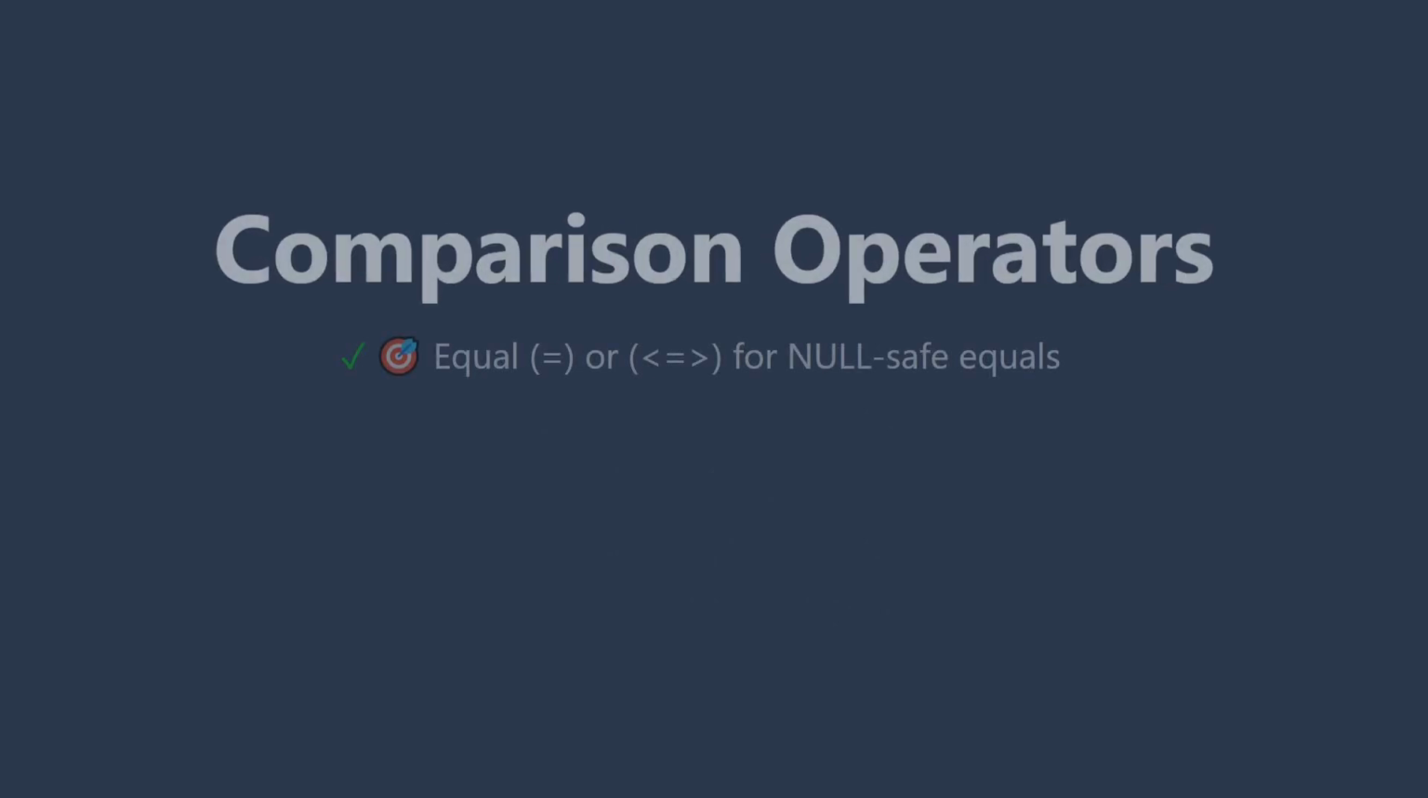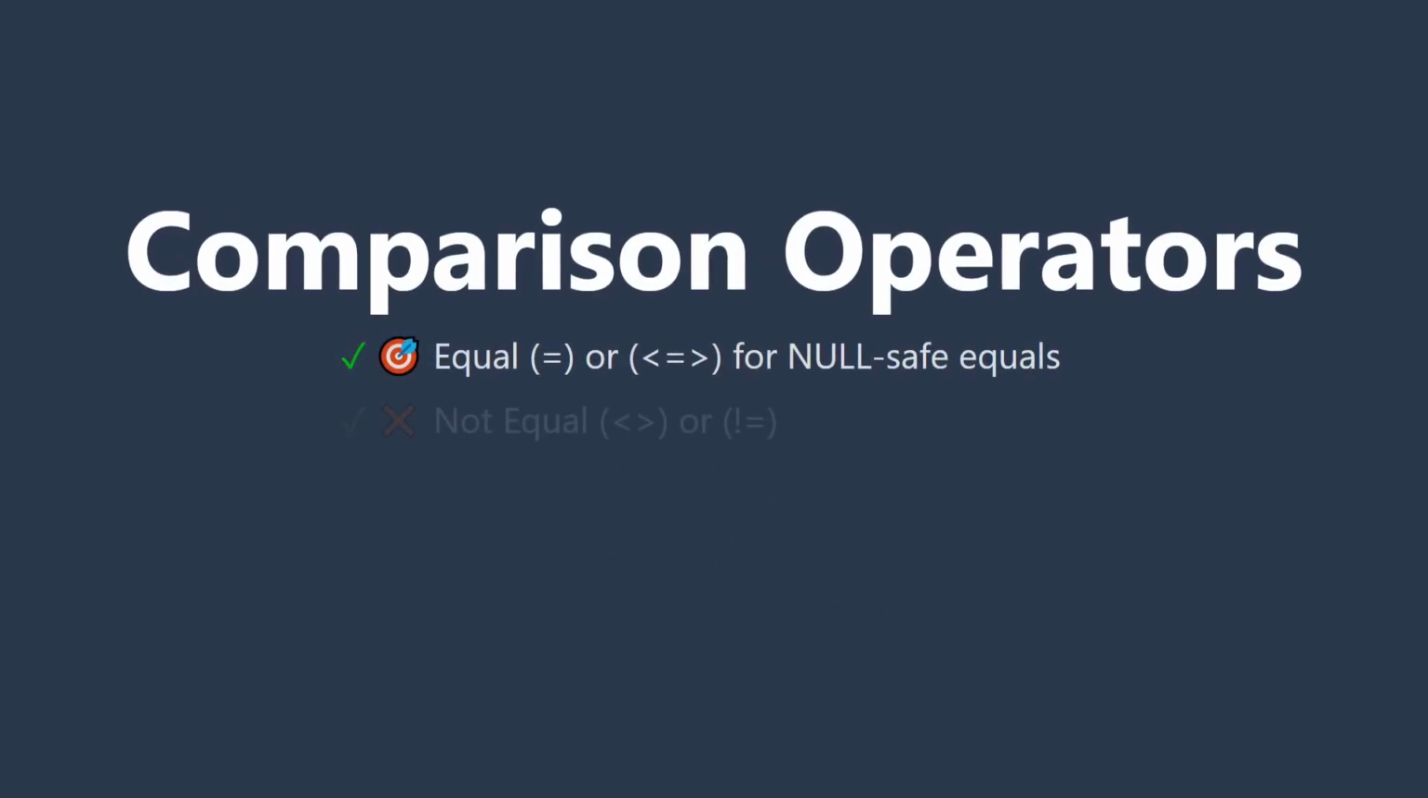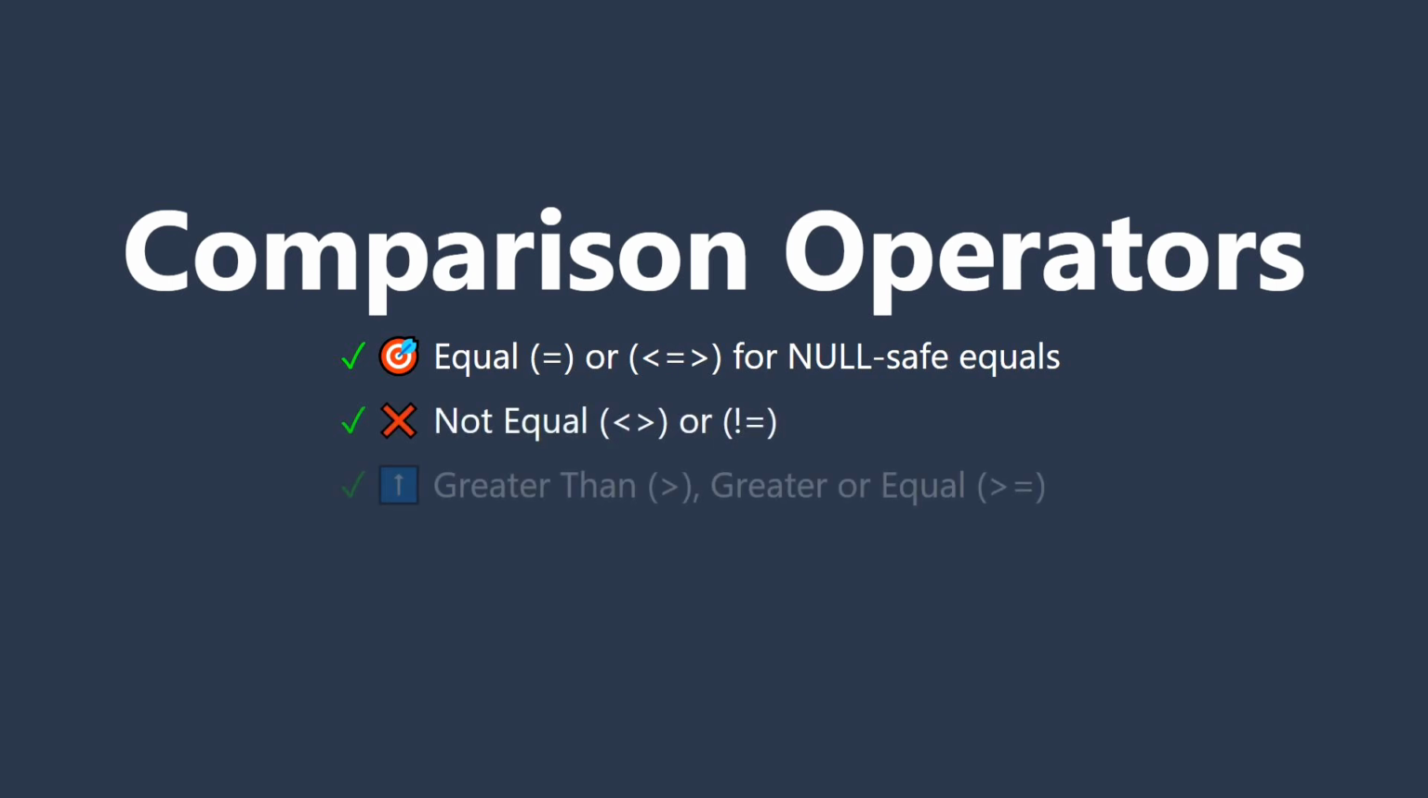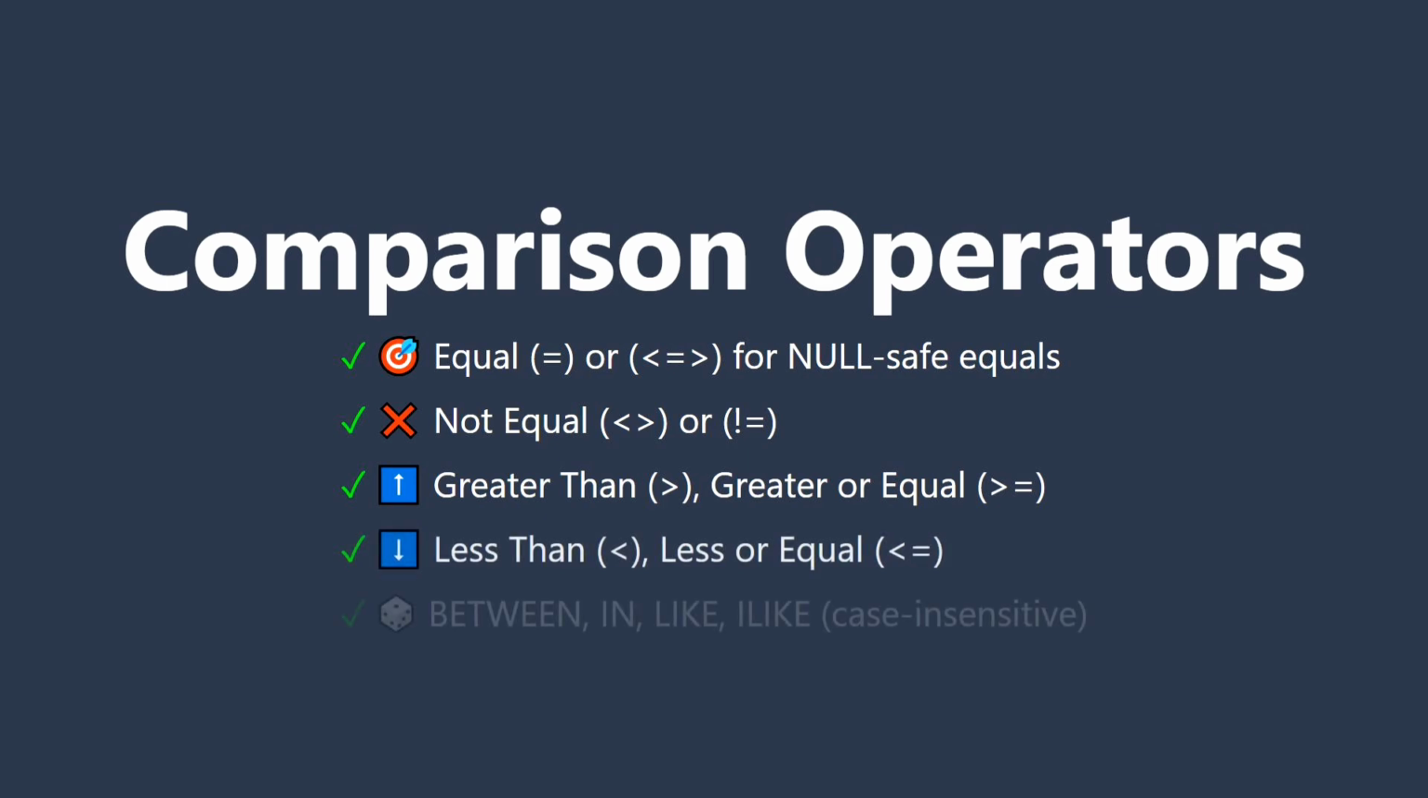Next are comparison operators, the heart of filtering data in your WHERE clauses. The equal sign checks for exact matches, while the null-safe equals operator handles null values correctly. Not equal can be written with either the not equal sign or exclamation equals.